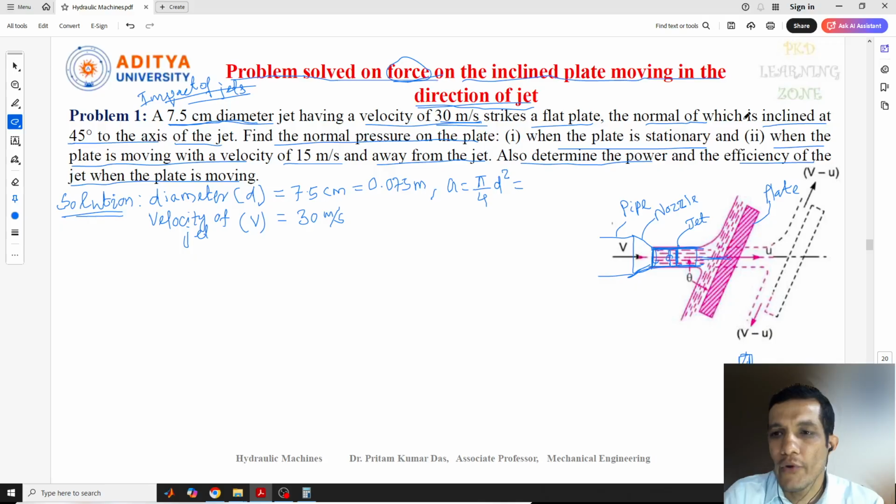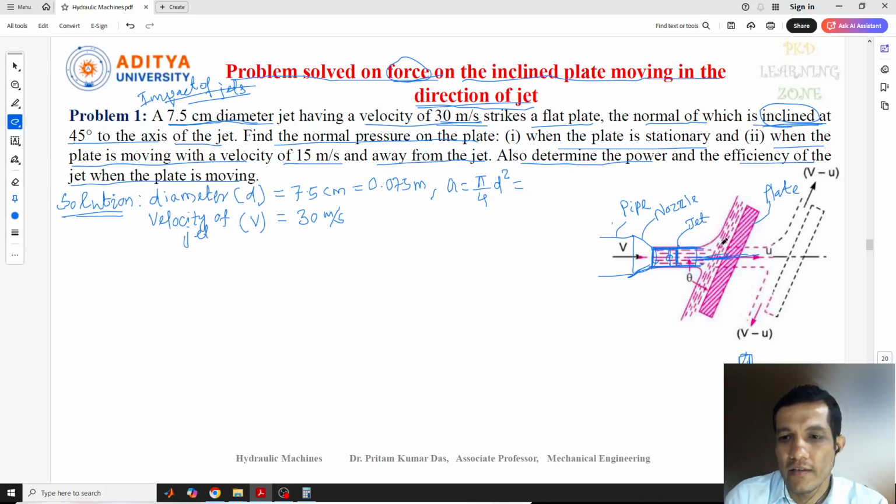The normal of which is inclined. Now see, this is the inclined point given. That's why I have taken this inclined plate with an angle to the axis. So the angle to the axis is given, 45 degree.